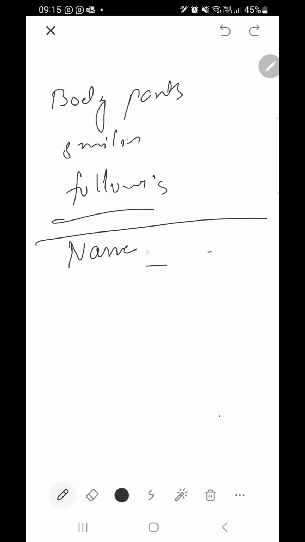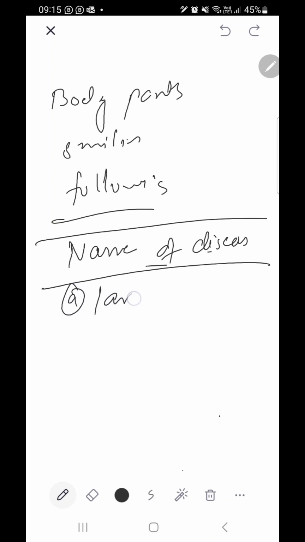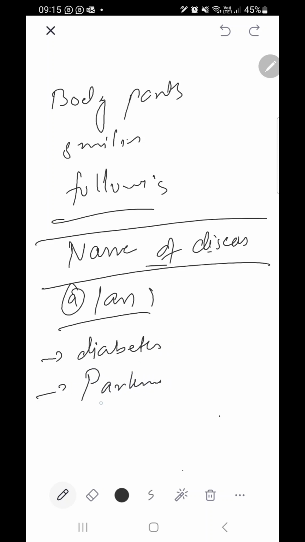Name of disease, mostly a common error again. Unless it's named after a scientist, we don't use a capital letter, and there is no article. You should not use a or an before the disease, or the as well. For diabetes we use small d, but for Parkinson we use capital P because it's named after a scientist. So we should not use an article before the name of the disease, but it should be capital if you have Parkinson, or small if you have diabetes. Okay, we can move on.